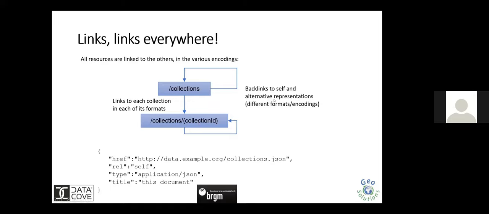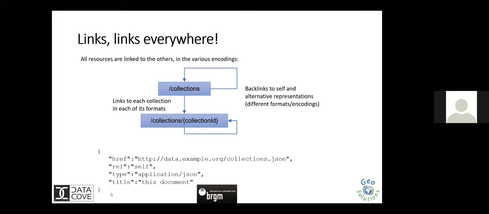The collection also has backlinks to itself, because if you have the collections HTML, you might want to be able to find the JSON encoding to then input that to your application. So the collection refers to itself via various formats. It refers to its contents via formats. And of course, the contents also refer to themselves via various formats.